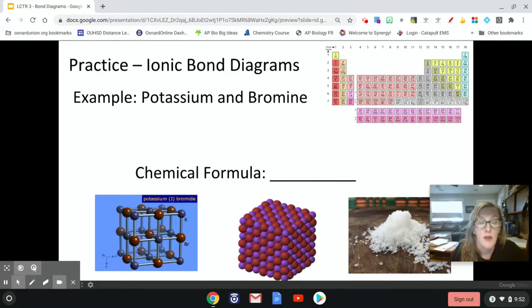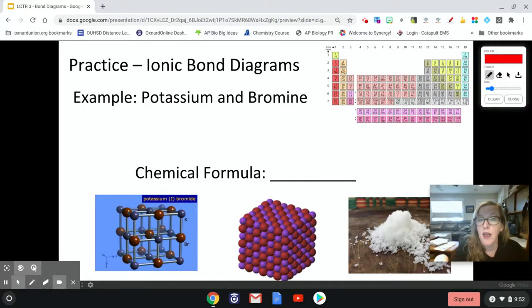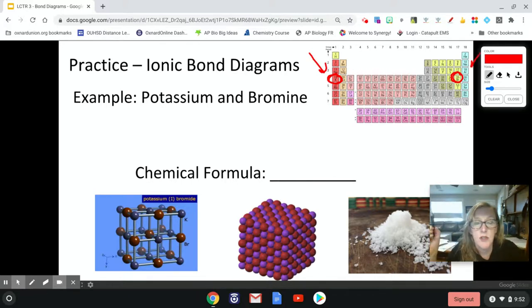So let's say we have potassium and bromine. You're first going to look on your periodic table and find those elements. Here's potassium, here's bromine. So I have a metal and I have a nonmetal. I look on the periodic table to determine how many valence electrons each one has. Since potassium is in column 1, that tells me it's going to have 1 valence electron, so I draw 1 dot.